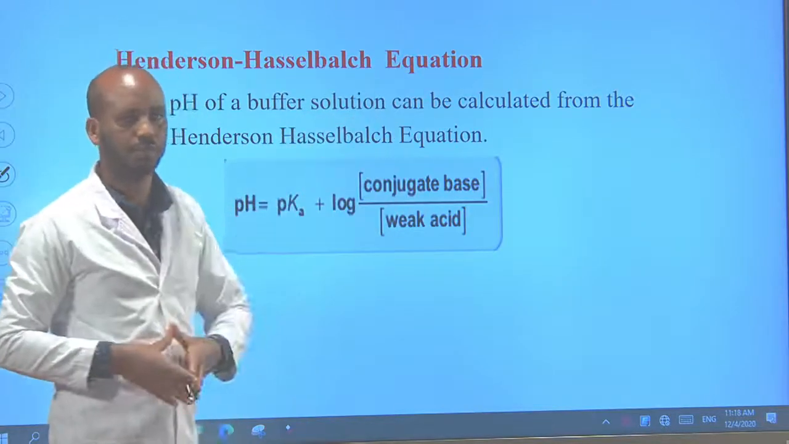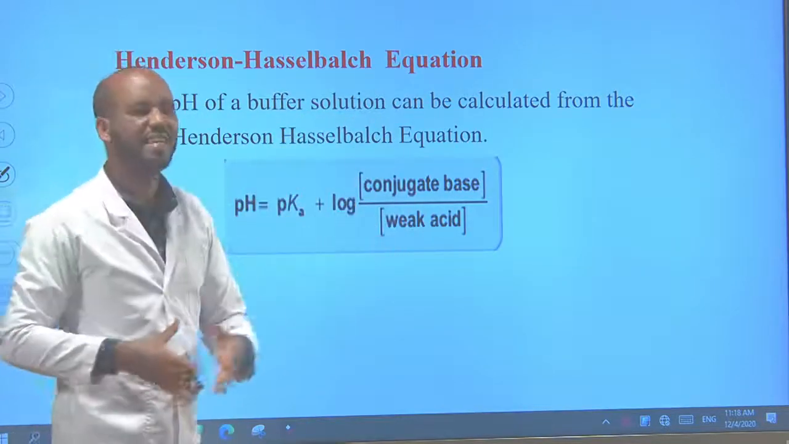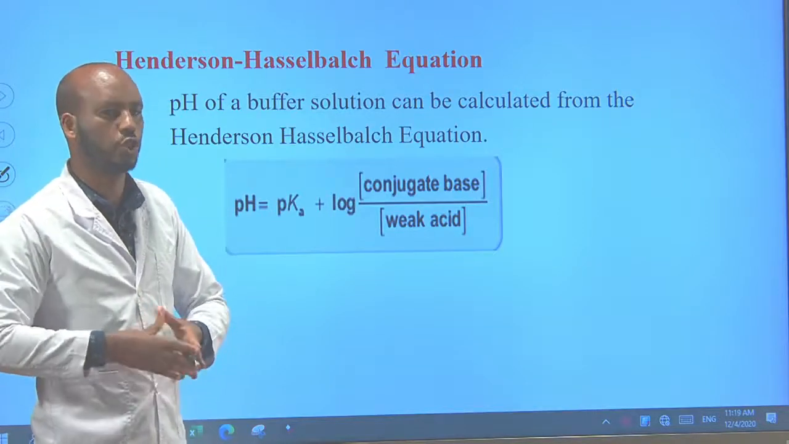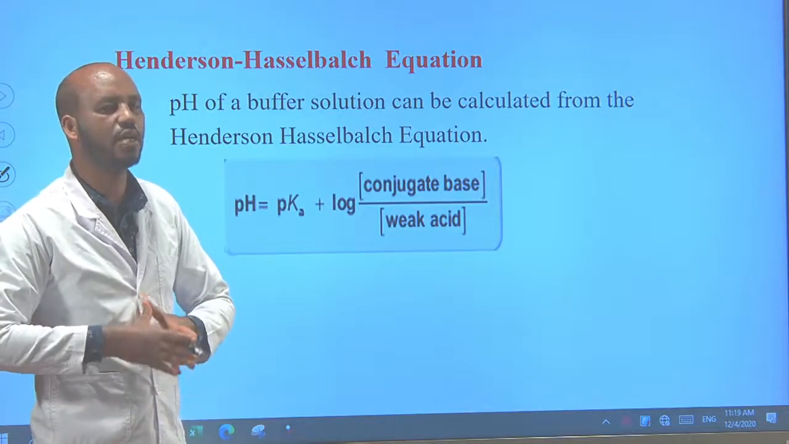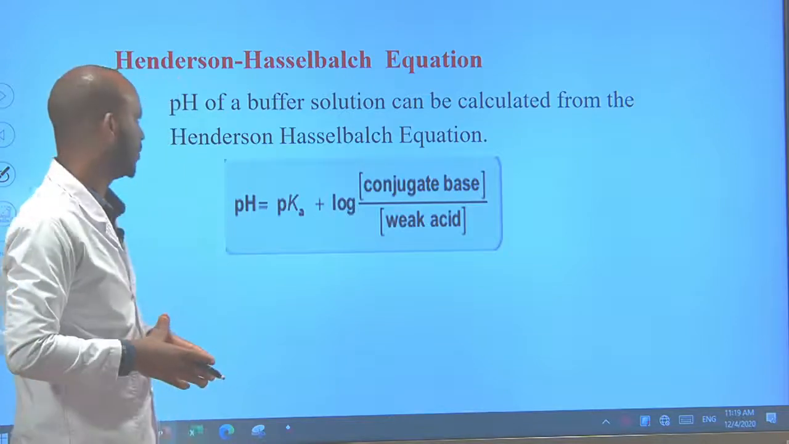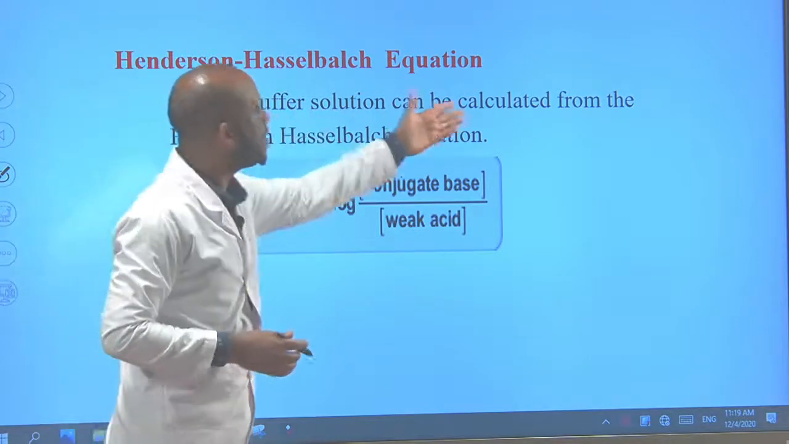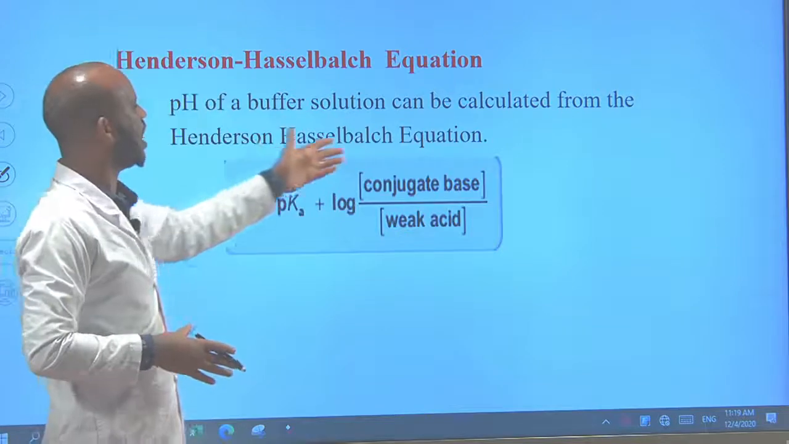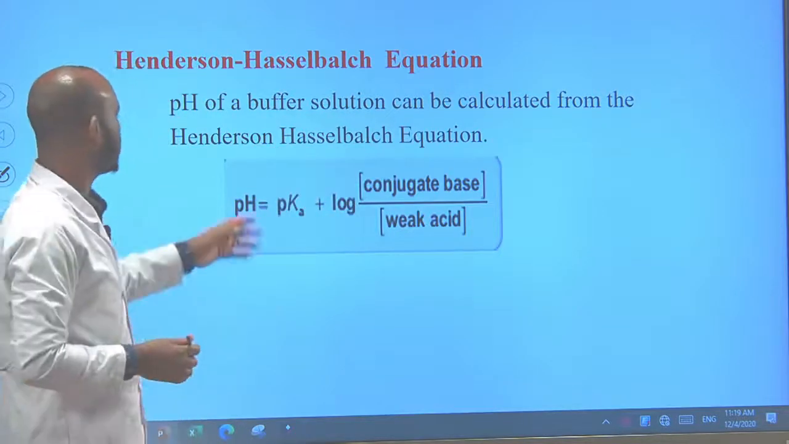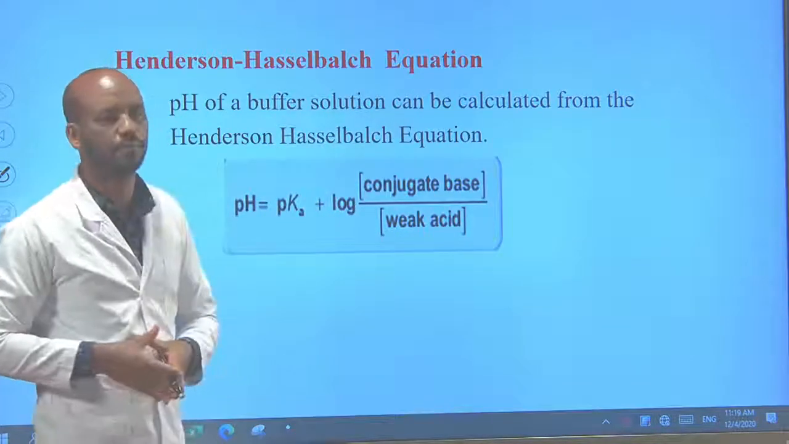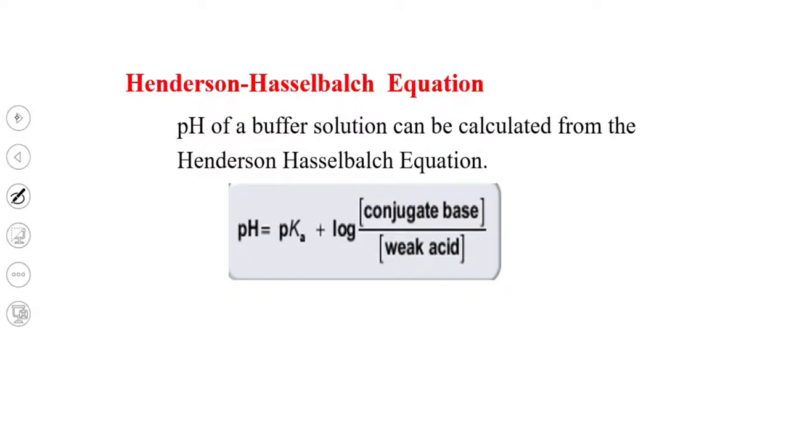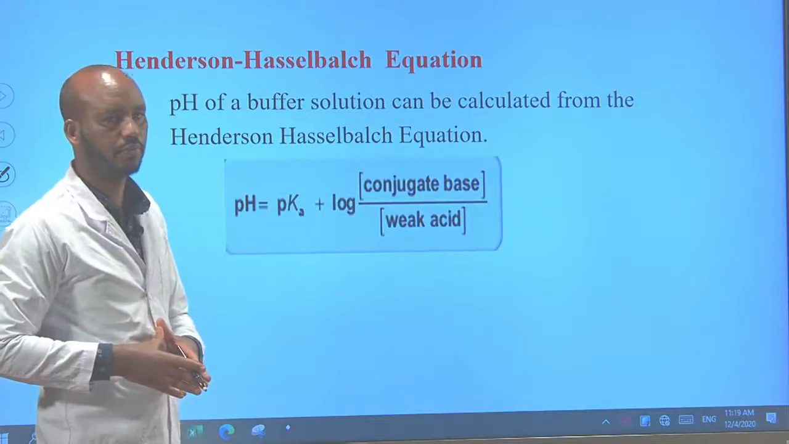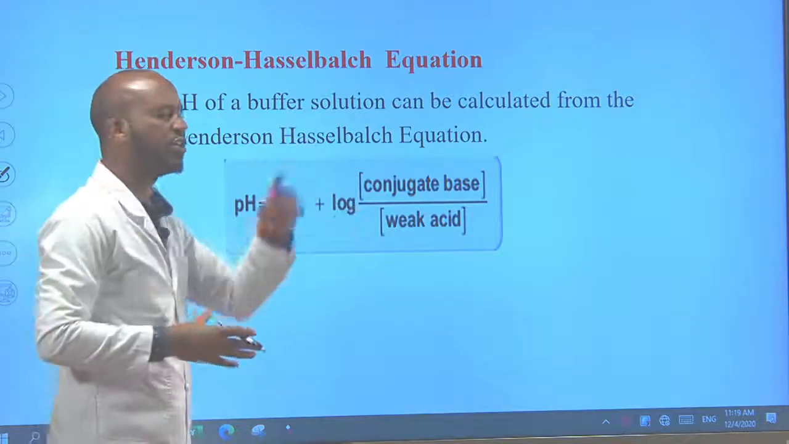Henderson-Hasselbalch equation. This equation enables us to calculate the pH of an acidic buffer solution. The pH of a buffer solution can be calculated from the Henderson-Hasselbalch equation, which is pH equals pKa, the negative logarithm of Ka, plus log of conjugate base concentration divided by acid concentration. This is for an acidic buffer solution.